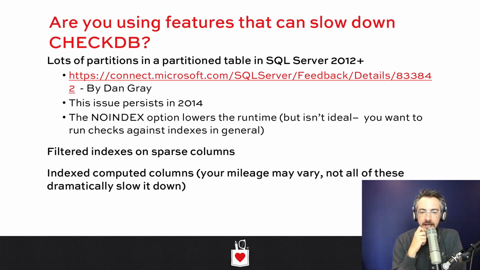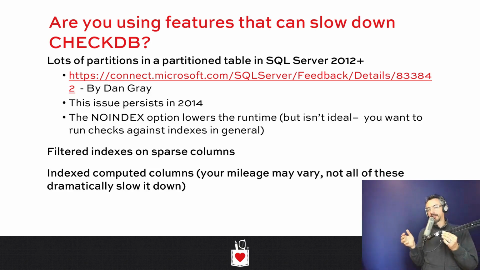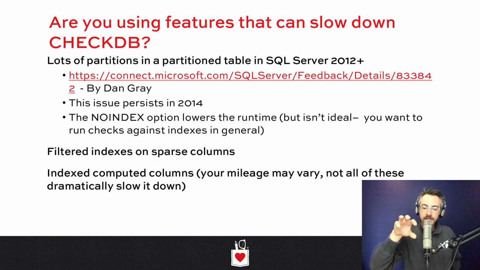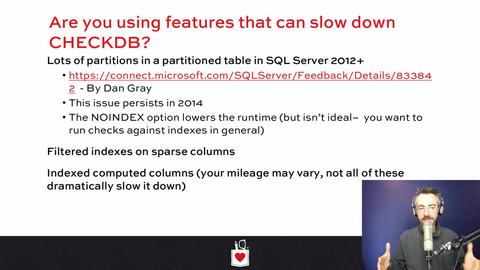Next, are you using any features inside your database schema that change how CHECKDB performs? Partitioning is a classic example, and filtered indexes on sparse columns. All these are known to supposedly cause big performance differences in CHECKDB. But getting people to stop using these is a really tough conversation. That's why this is later on in the list. After I've exhausted those earlier options, then I start turning over to my developers and saying, all right, what could we do in order to make CHECKDB faster? You can help me here.